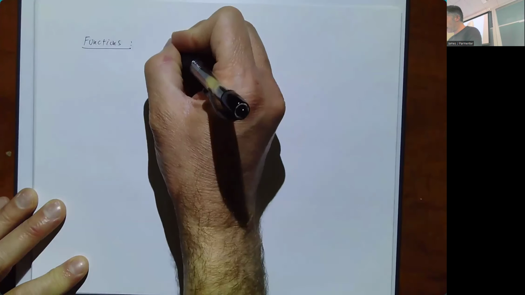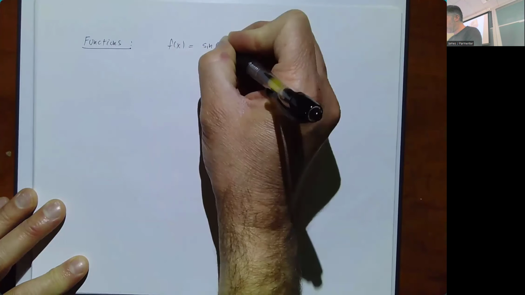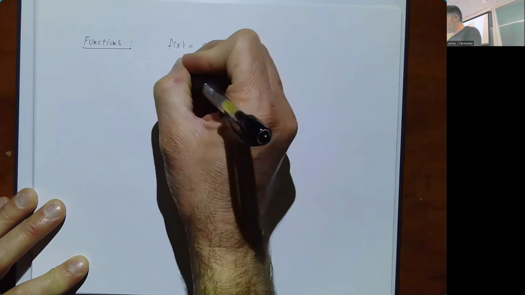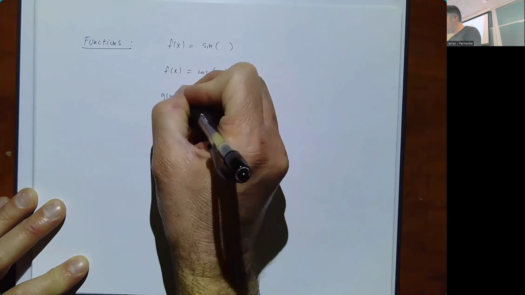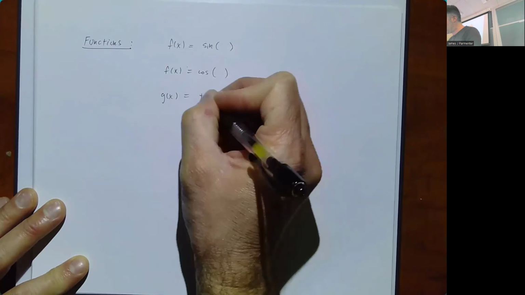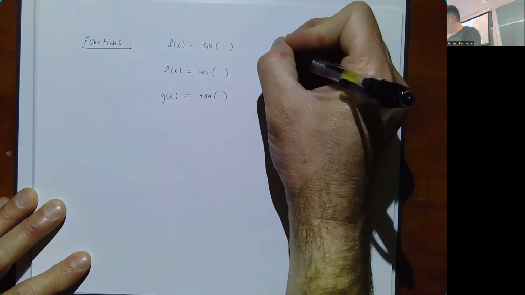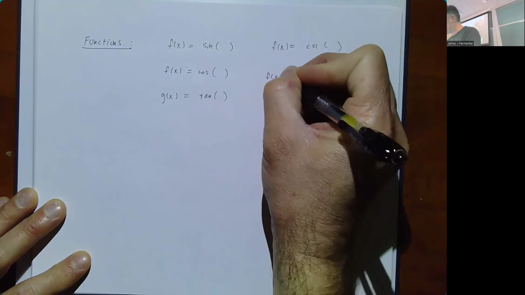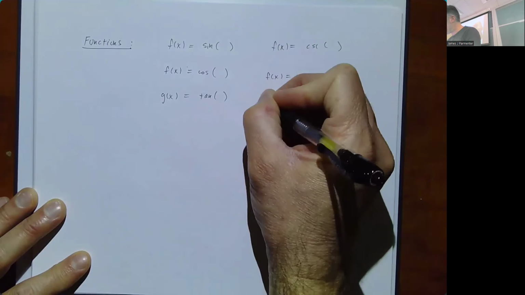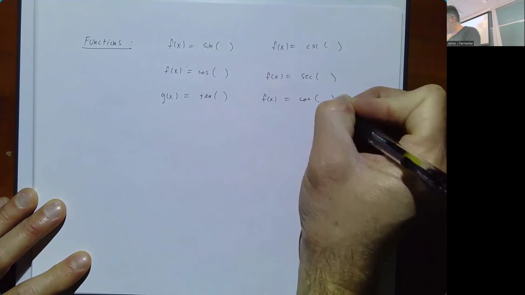When I think of a function of some stuff, here's the kind of function I'm thinking of. The functions we need to be able to differentiate are something like f of x equal to sine of some stuff, or cosine of some stuff, or tangent of some stuff. Or f of x equal to cosecant of something, or secant of something, or cotangent of something.